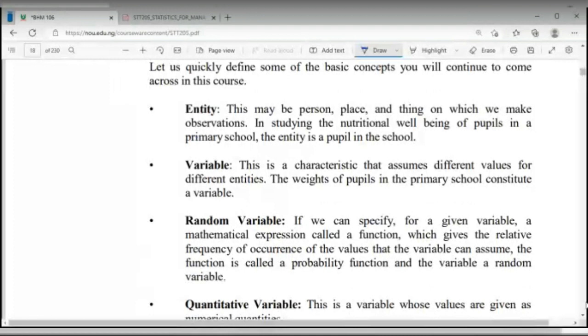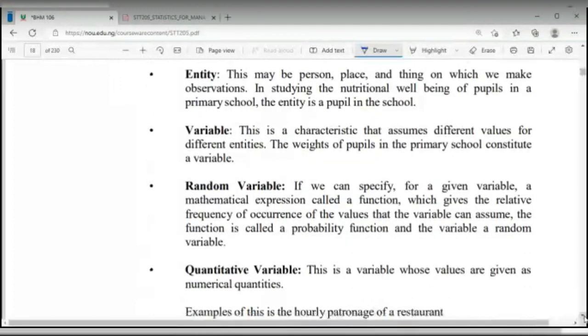Now, if we can specify for a given variable a mathematical expression called a function, which gives the relative frequency of occurrence of the values that the variable can assume, the function is called a probability function and the variable a random variable.